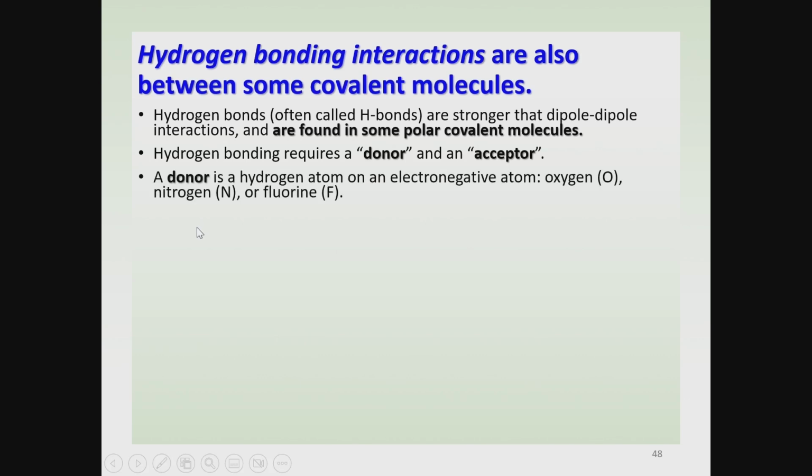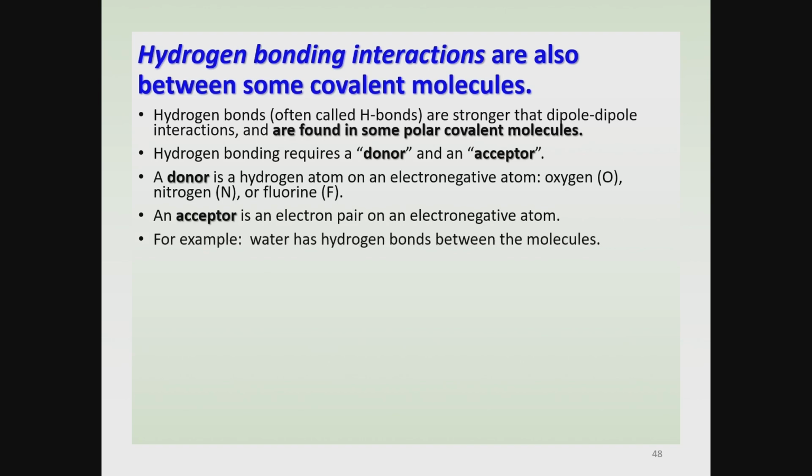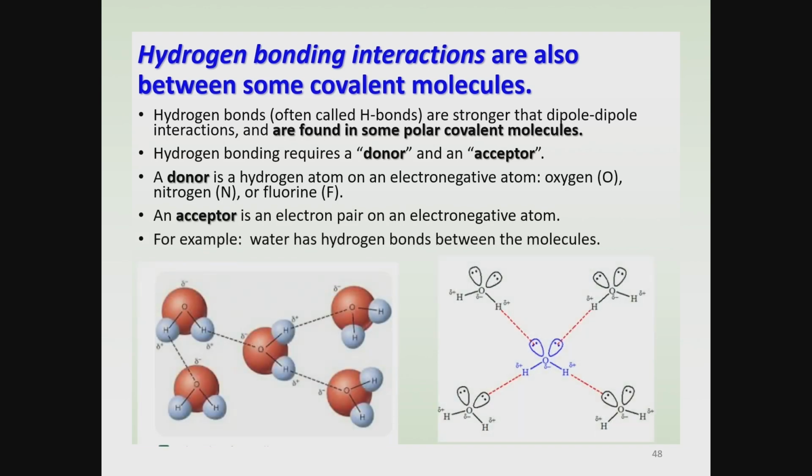To understand what a hydrogen bond is, you have to understand what has to be on the ends of the hydrogen bond. One end requires something called a donor, and the other end requires something called an acceptor. A donor is a hydrogen atom on an electronegative atom, which could be oxygen, nitrogen, or fluorine. An acceptor is an electron pair on an electronegative atom. For example, water has hydrogen bonds between its molecules, and I have some pictures there that describe this, but what I want to do is decrease the slide and describe this on the board.